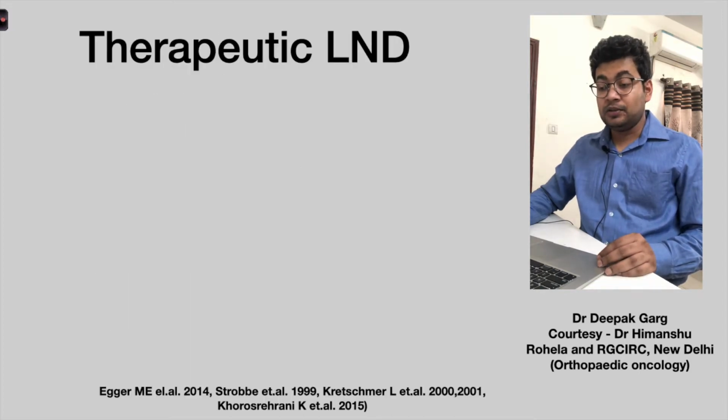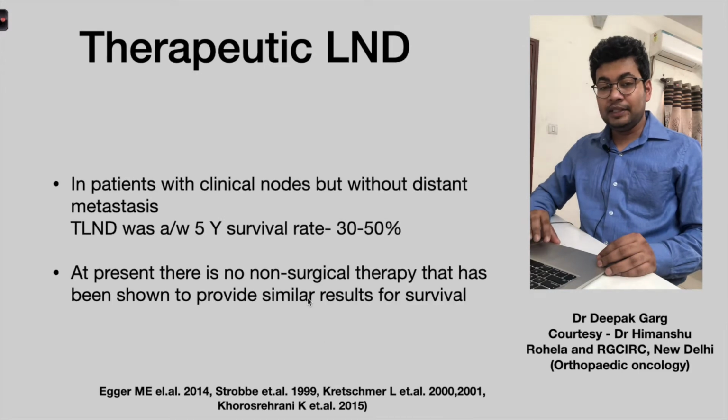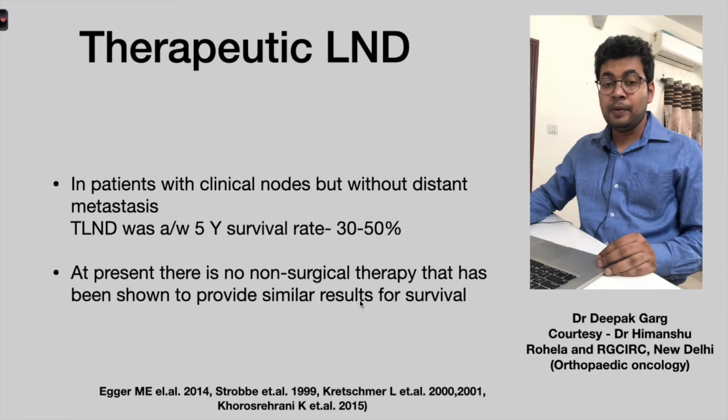Regarding therapeutic lymph node dissection, there are various papers which have shown that in patients with clinically positive nodes but without distant metastasis, therapeutic lymph node dissection was associated with a 5-year survival rate of 30 to 50%. At present, there is no known surgical therapy that has been shown to provide similar survival results. So there is no doubt that in a patient with a positive lymph node, we should directly go for therapeutic lymph node dissection.